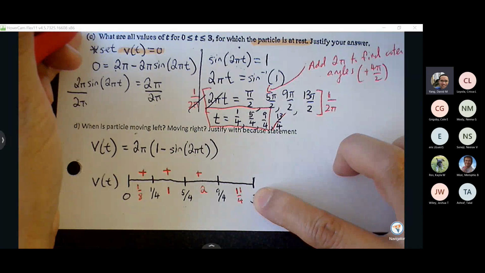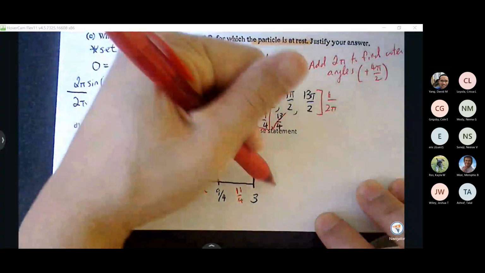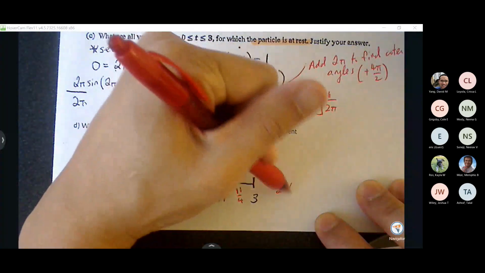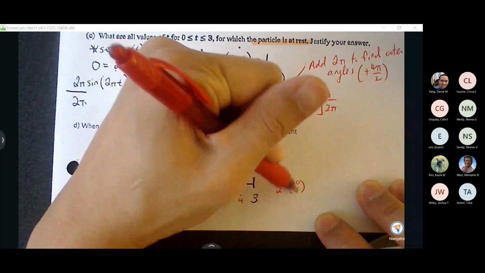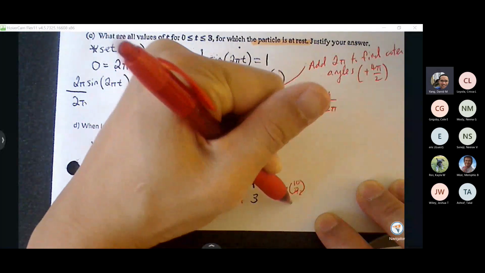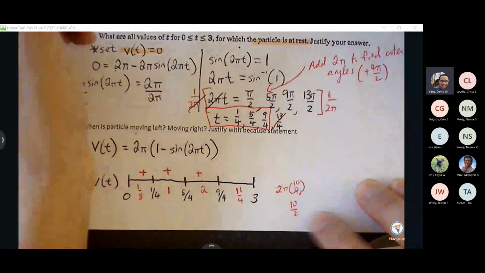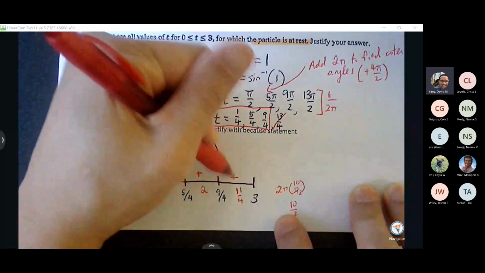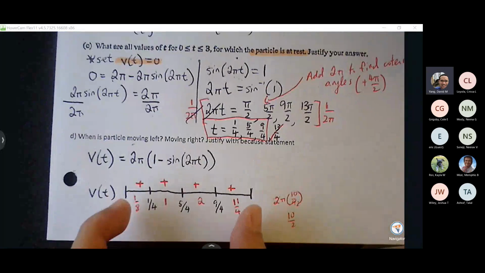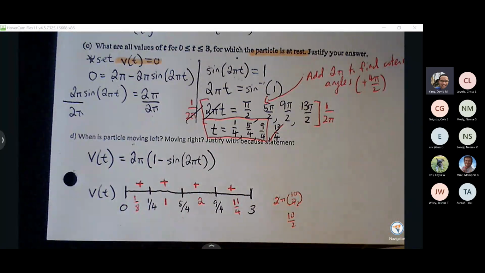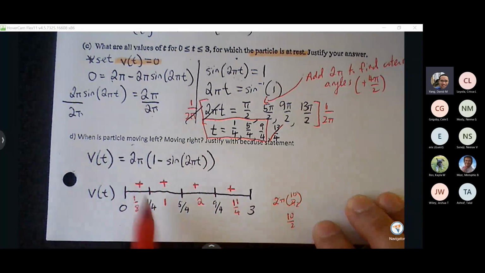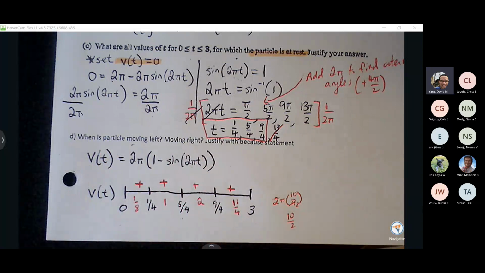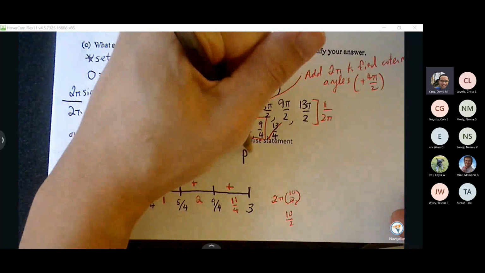What if I did 10/4? Then I will get 5 pi, and sine of 5 pi is still 0. So it just seems that in this interval, my particle is either moving to the right or it's at rest. Right, so it moves to the right, it stops, moves to the right. So here, this particle is never moving left. It's only moving to the right. So if we write our because statement, we can say the particle moves right.